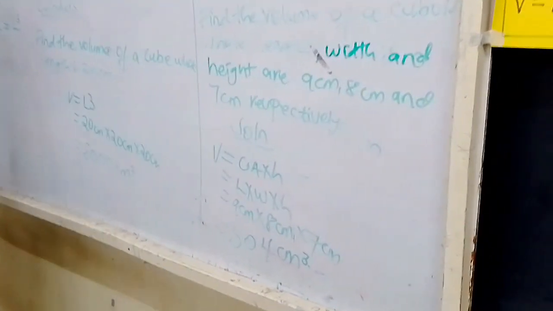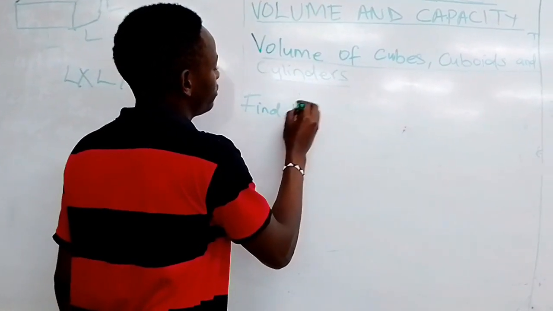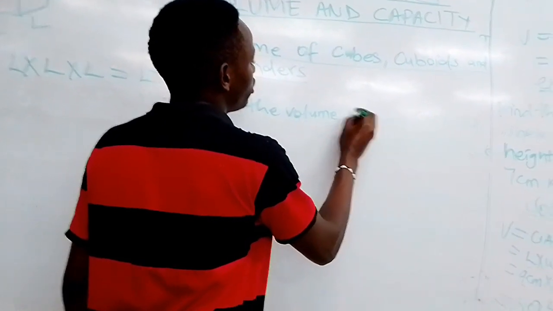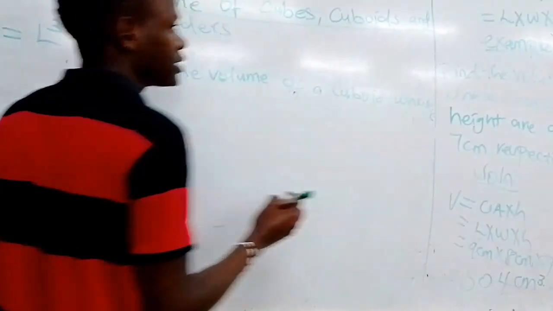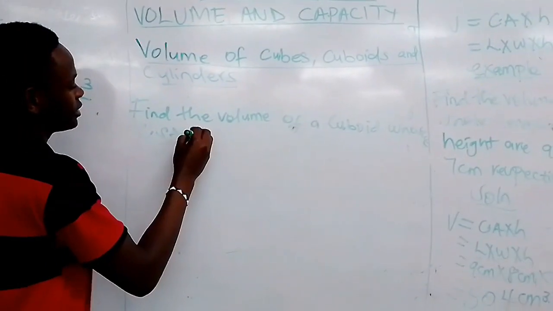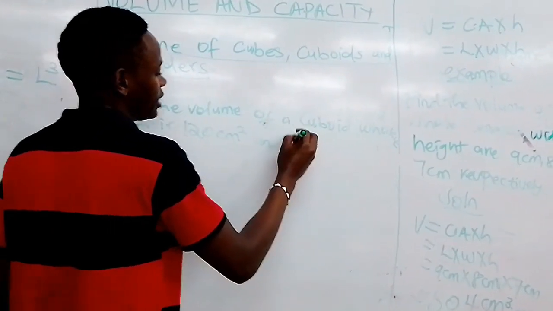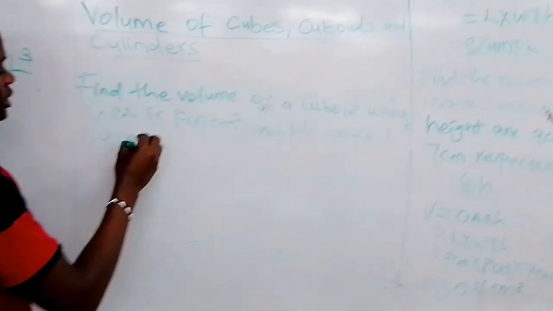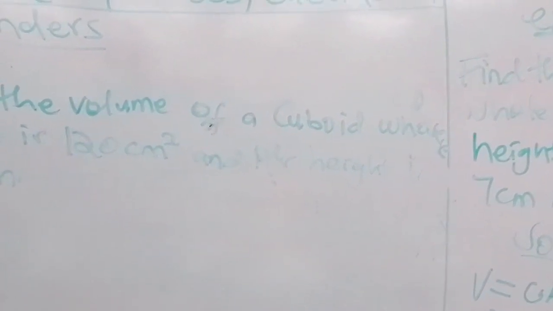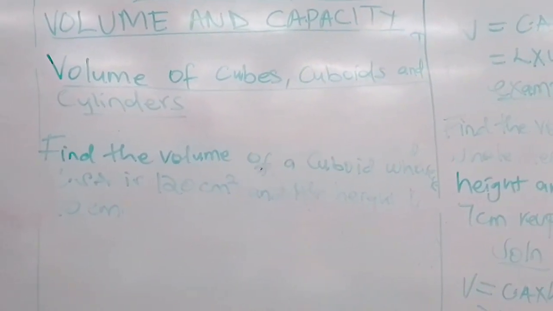So now, try this out. Find the volume of a cuboid whose cross-section area is 120 centimeters squared and its height is 10 centimeters. Try that out.